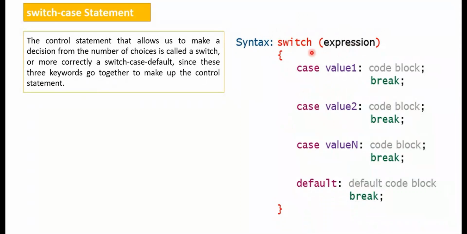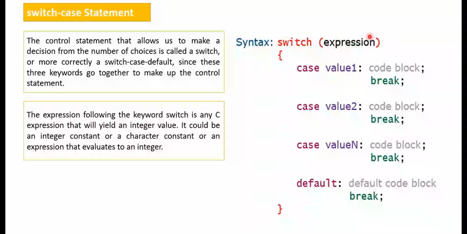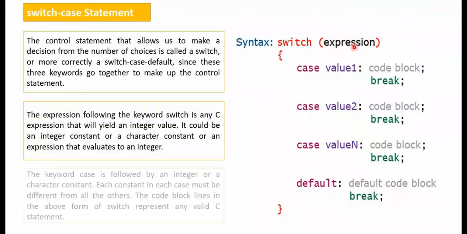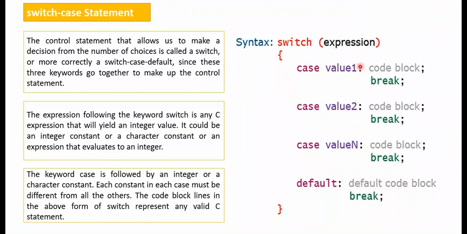Now the expression following the keyword switch is any C expression that will yield an integer value. That means the output of this expression should be an integer value. It could be an integer constant or a character constant, or if it is an expression, then it should evaluate to an integer. The keyword case is followed by that particular integer or character value, and each case constant is different from the others. There will be no similar values among value 1, value 2, value n. These will be different from each other.